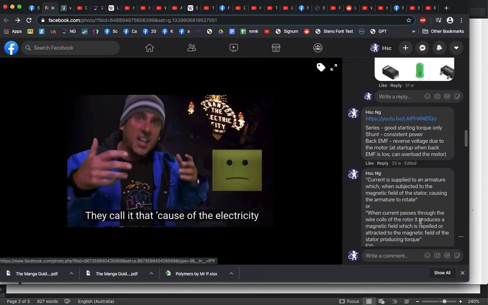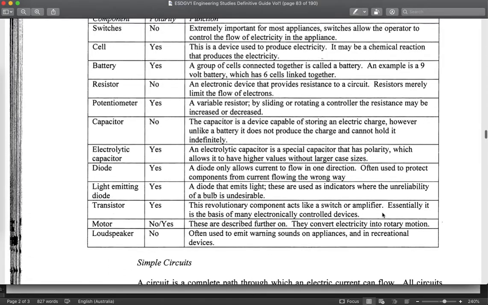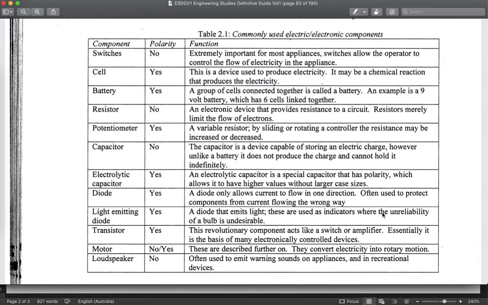And we're going to talk about series and shunt wound motors in the next one. What we're going to talk about is, okay, so you need to be familiar with all of these items. Capacitors. Okay, so I'll talk about capacitors briefly.